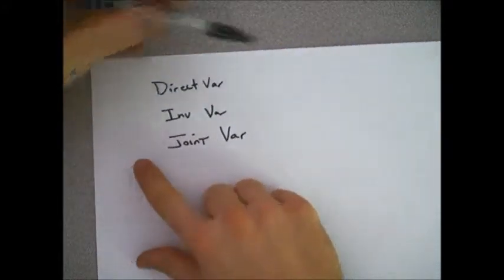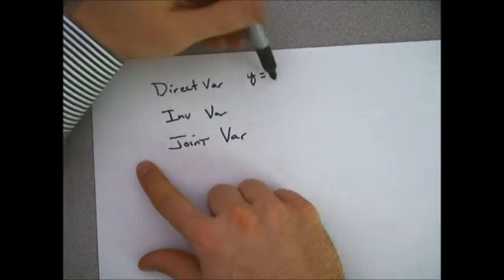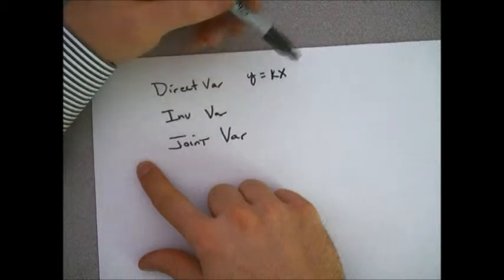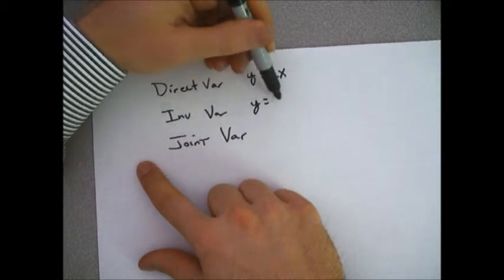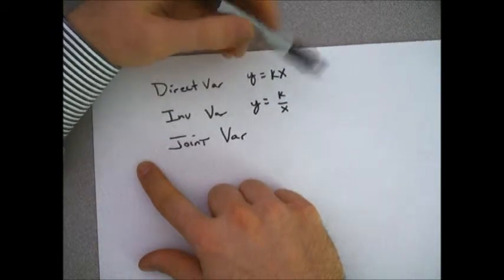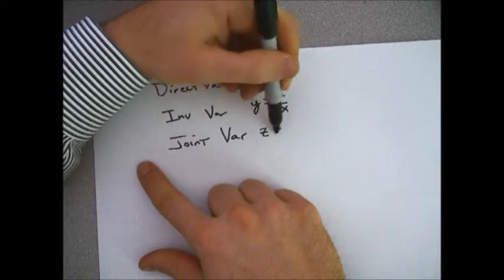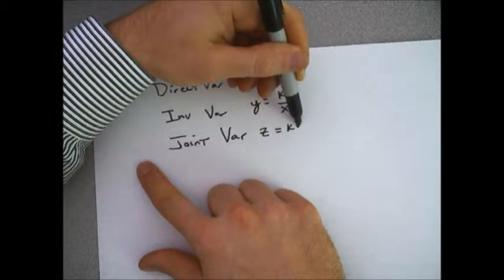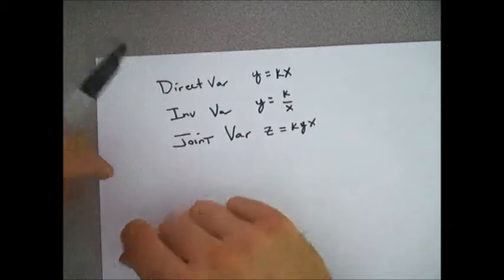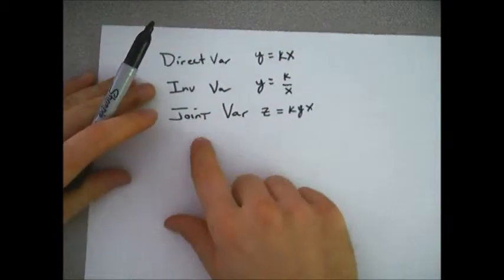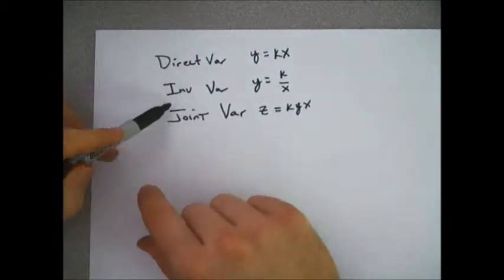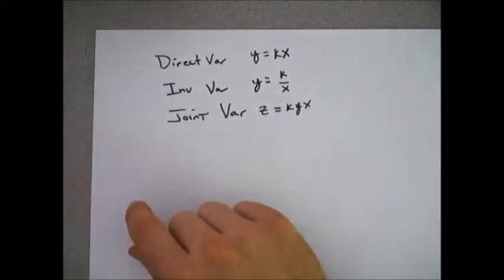variation. So direct variation is y equals kx. Inverse variation is y equals k divided by x. And joint variation is z equals kxy or kyx. Either way, it doesn't matter. These are the three formulas for direct, inverse, and joint variation.